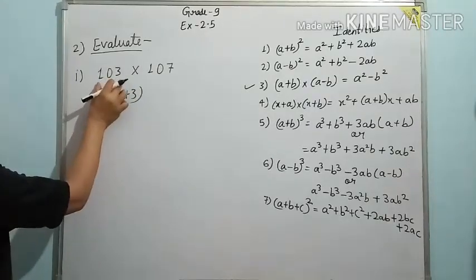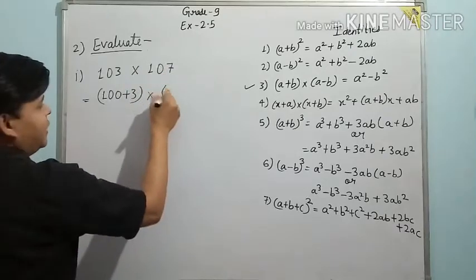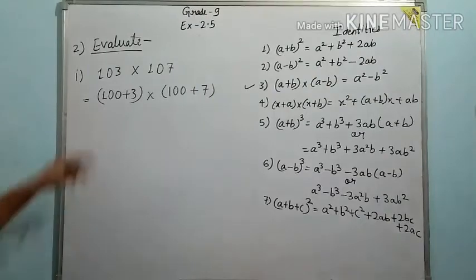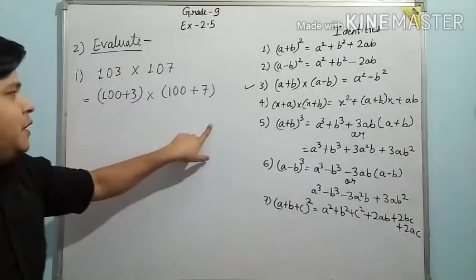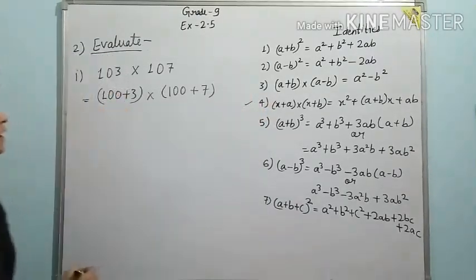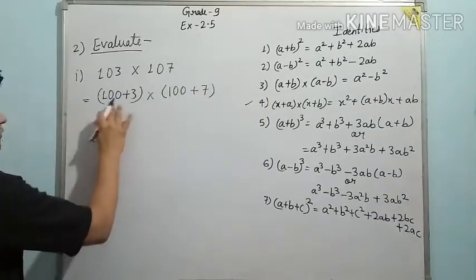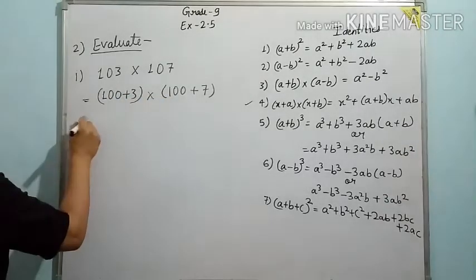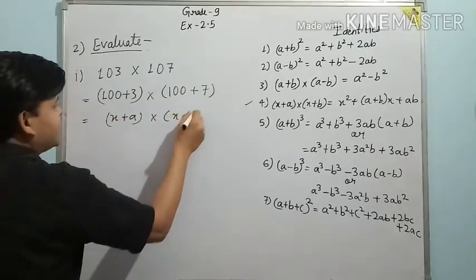So in place of 103 I have written 100 plus 3 multiply, and this can be written as 100 plus 7. So now we have converted the given expression as x plus a multiply x plus b. That means fourth identity. Once again, as you can identify, this is x plus a and x plus b. That means the first part is same in both the expressions. Like, so I'm just writing here x plus a multiply x plus b.